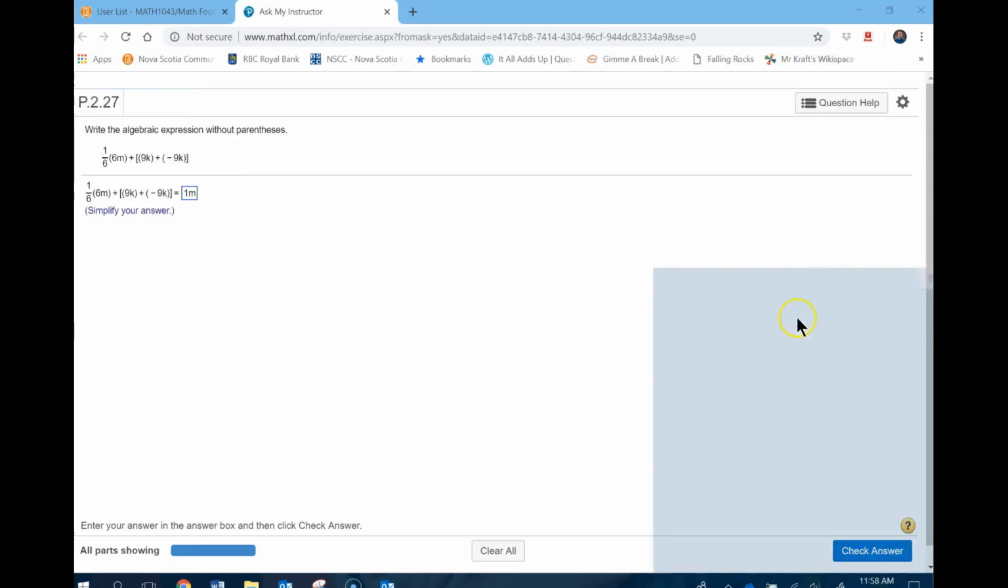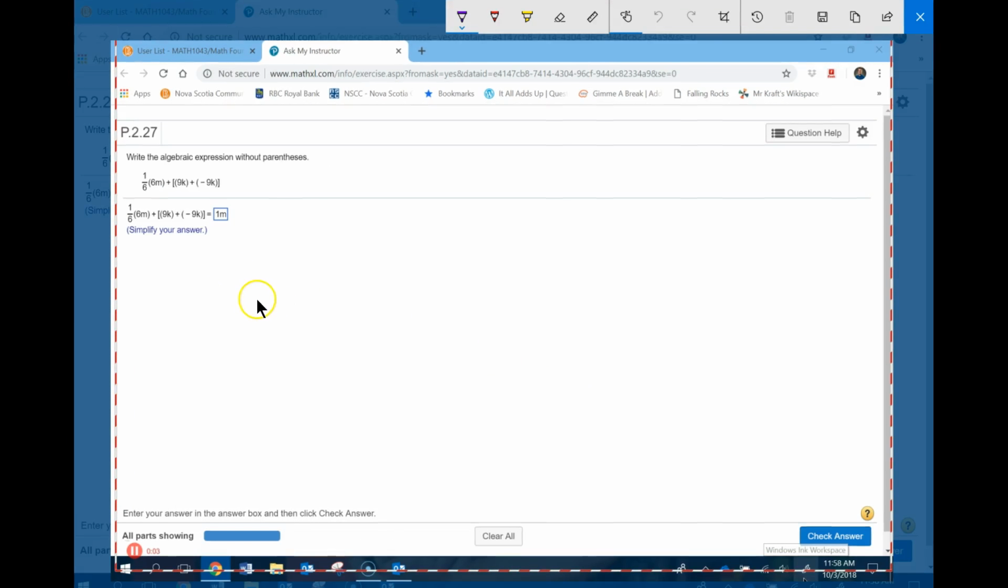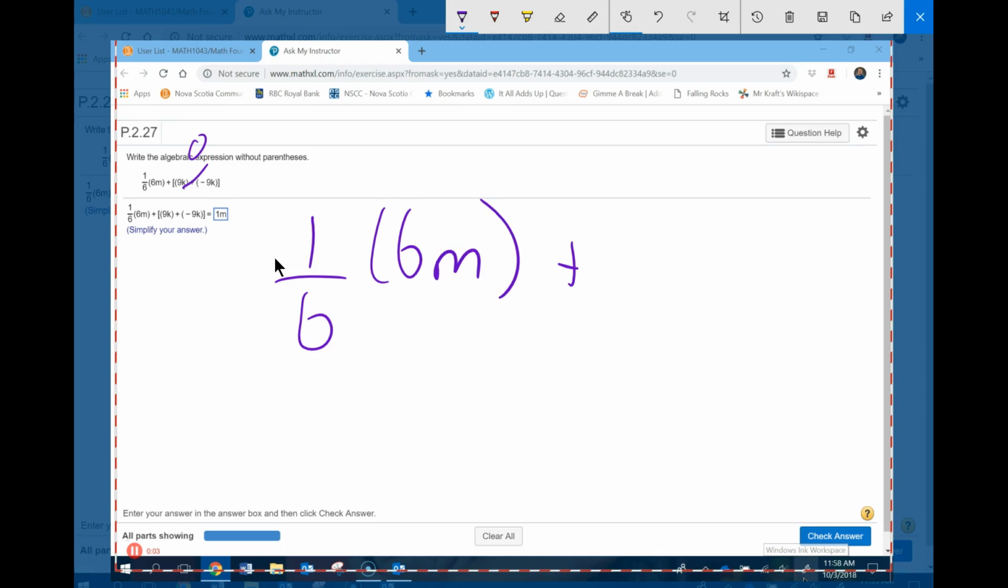Let me take a screenshot of this and then we'll get at it. So, what we have to do here is simplify this, right? Let's get rid of the brackets. What we have to do first is go after what's in the brackets. What's in the brackets so far is 9k plus negative 9k. We can think of that as 9k minus 9k, which really equals 0. So there's nothing in the brackets. That leaves us with 1 over 6 times 6m plus nothing, right? We don't care about that 0.